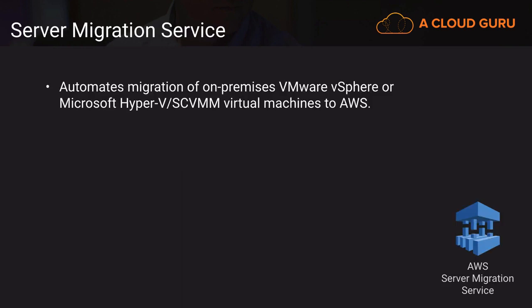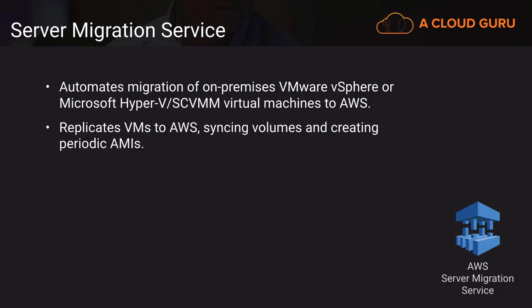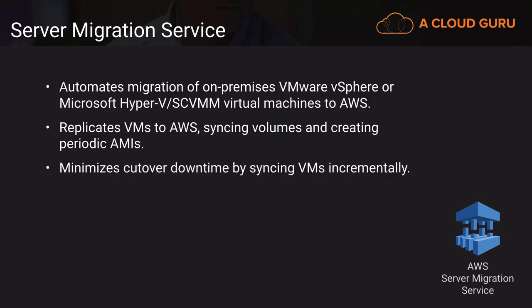The Server Migration Service automates migration of on-prem VMware or Hyper-V virtual machines to AWS, and it can replicate VMs to AWS by syncing volumes and creating periodic AMIs. And this is very useful in disaster recovery scenarios where you want to be sure that your on-prem VMs and volumes are in sync with your cloud-based AMIs and volumes. Another feature of this is it minimizes cutover downtime by only synchronizing those incremental changes to your VMs.